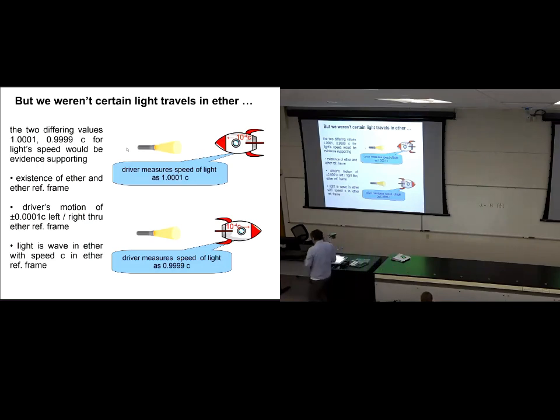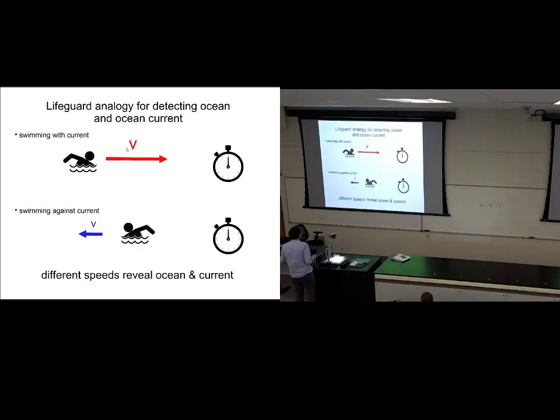A sort of analogy to this is the lifeguard analogy. So imagine you're a lifeguard and you want to prove the existence of the ocean and the ocean current, the movement of the ocean. So you could swim one direction through the ocean, maybe in the direction of the current, and you go relatively fast from the perspective of the land, say. You could swim the other direction in the ocean, so into the current. Now you're going to swim much slower from the perspective of the land.